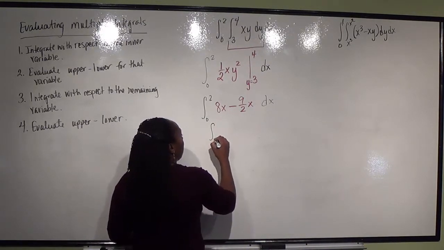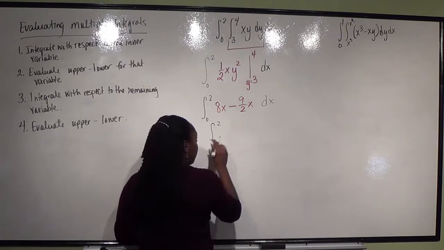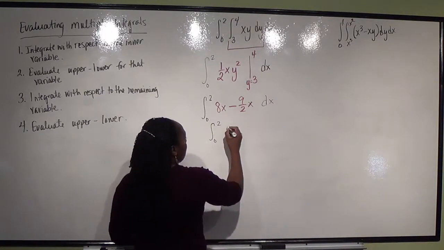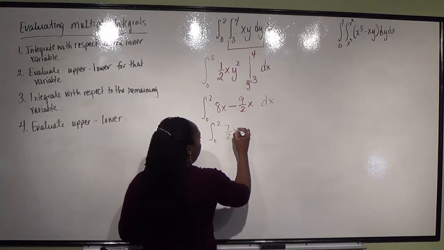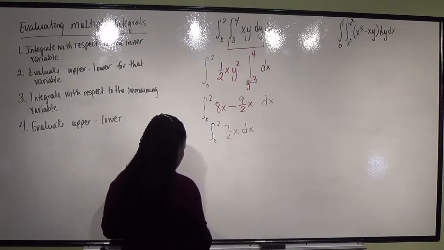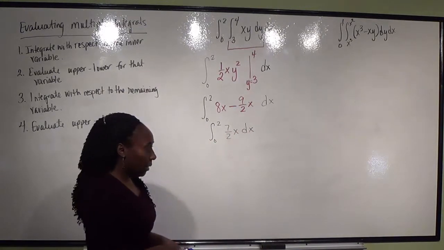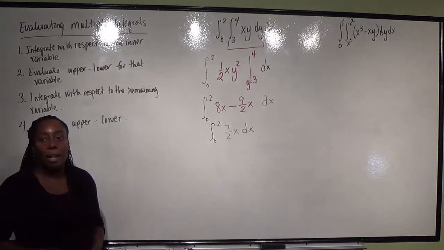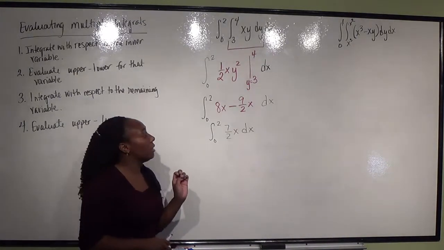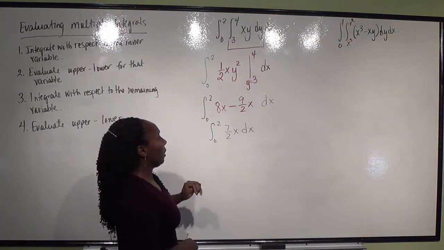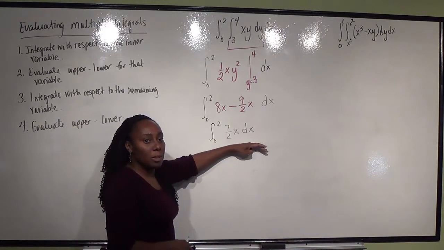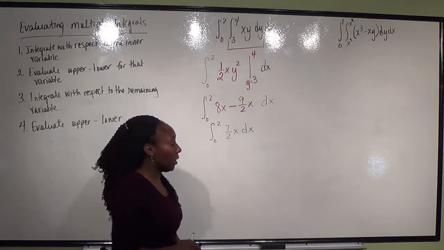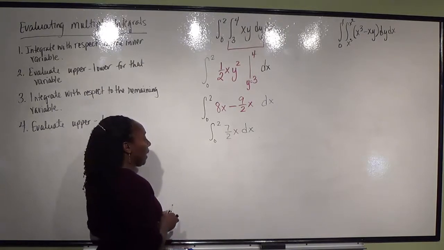So now I'm looking at the integral from 0 to 2, 16 minus 9 is 7 halves x dx. Okay. Now again, at this point, I'm back to just a single integral. There's only one variable in here, and now this is basically what we did back in chapter 6 and 7. I just want to integrate this with respect to x.